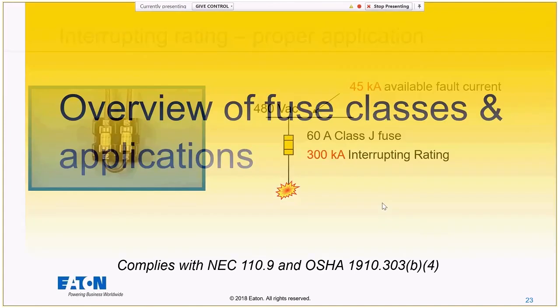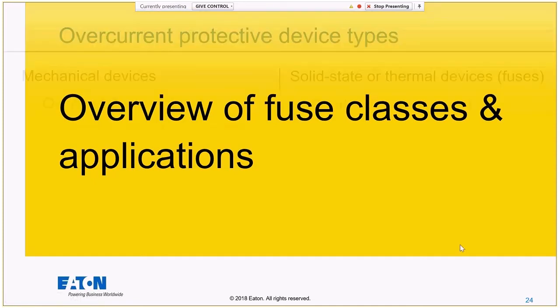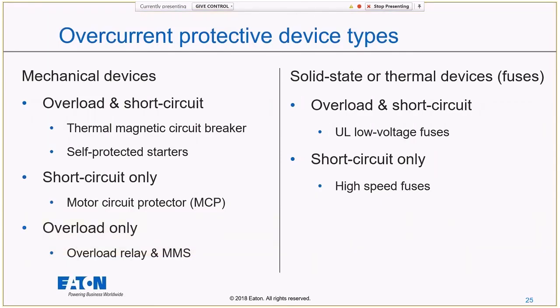So with that, we're going to go ahead and go through some of the different classes of fuses and their applications. Actually, first I'm going to touch a little bit on circuit breakers and how they work, just so that we really understand the difference between fuses and breakers. So, my overcurrent protective device types: I've got mechanical devices. Most of the time when I think about a mechanical device, I'm going to think about a thermomagnetic circuit breaker.